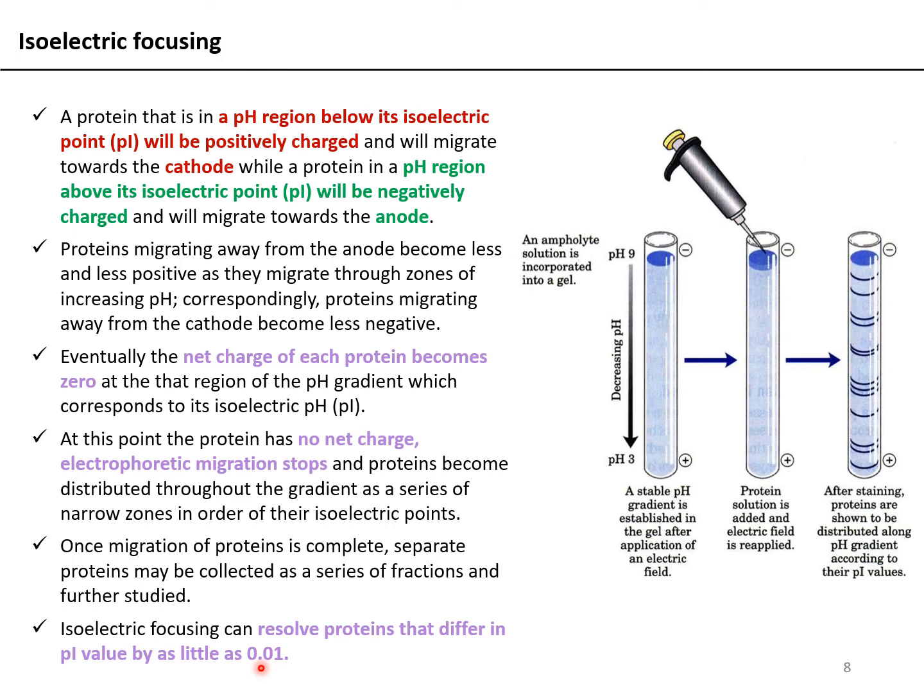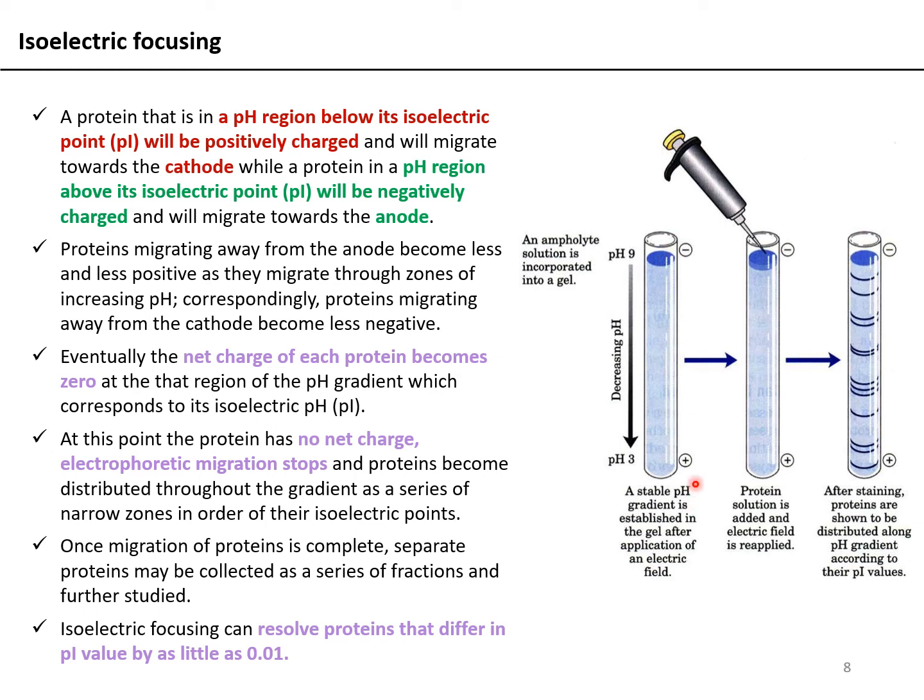So if we take a look at this schematic, which sums up what we have discussed so far, once you have cast your gel, first you apply an ampholyte solution, and once you have loaded the ampholyte solution, you apply an electric field to your gel. Application of the electric field will help in the establishment of a pH gradient. So a pH gradient is established from, say, pH 9 to pH 3 in this particular schematic, from the negatively charged electrode towards the positively charged electrode.